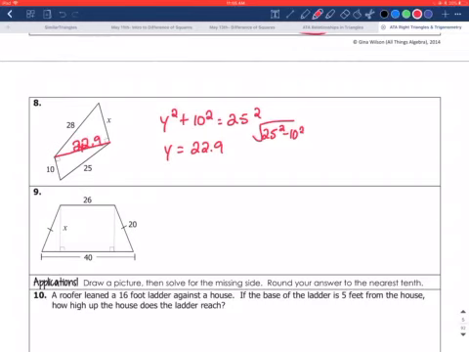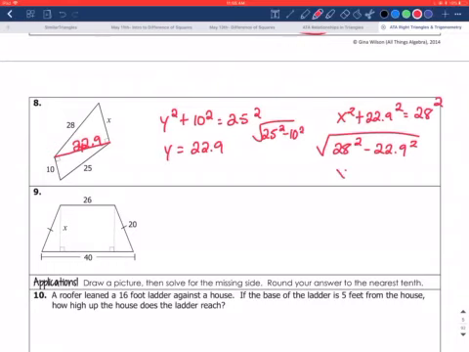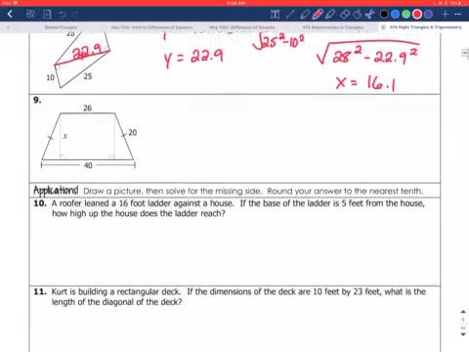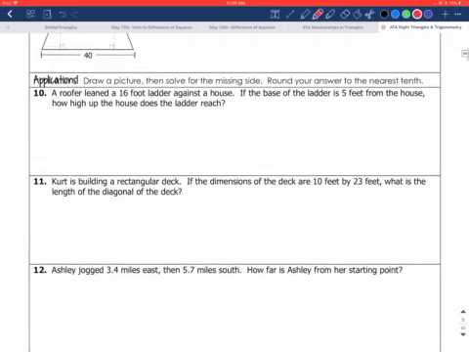So if that's 22.9, then we can just take x squared plus 22.9 squared equals 28 squared. So we'll do 28 squared minus 22.9 squared, and that will give us 16.1. There's your final answer there. You can always use some common sense here. You know that 16.1 has to be smaller than 28, right? So 28 is your hypotenuse. So if you get a number that's bigger than 28, you know you probably did something wrong.